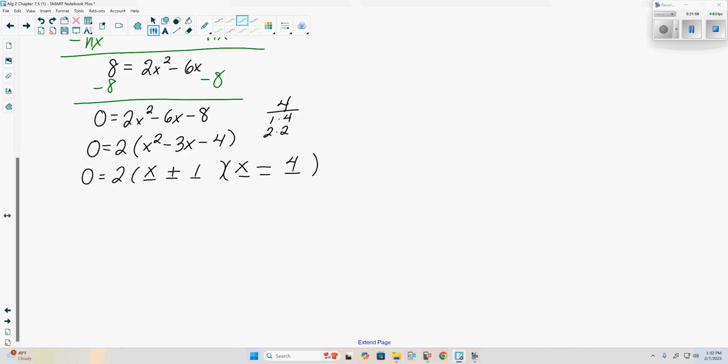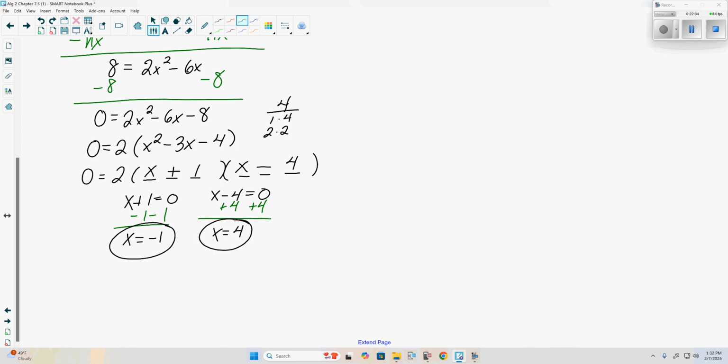Now, again, we're trying to find out what values of x will make this equation equal 0. That's why we set it equal to 0. Well, if we have 2 or more things that multiply together to equal 0, one of these has to be 0. Well, with our x plus 1, minus 1 from both sides, telling us that x is equal to negative 1. Here we can add 4 to both sides, telling us that x is equal to 4.